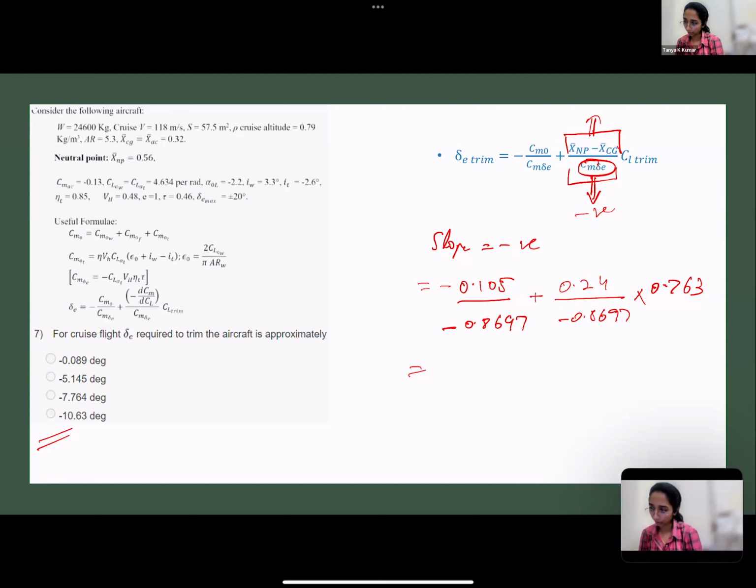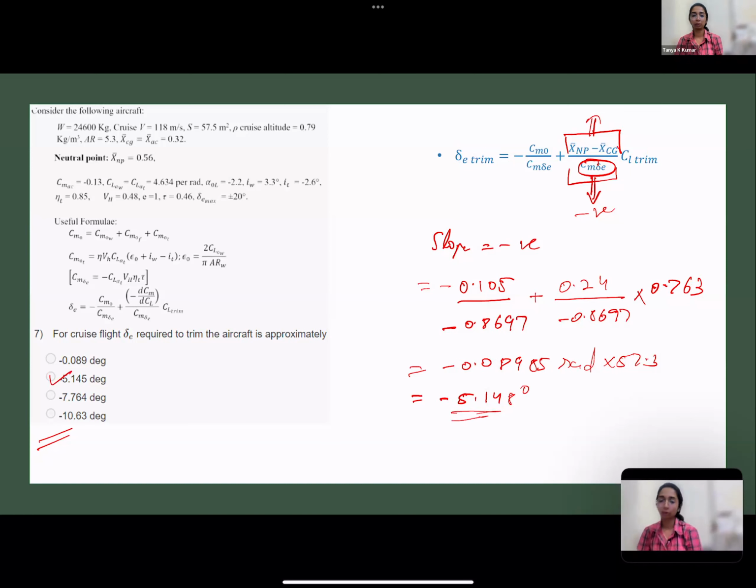Let's just calculate it. I'm getting minus 0.08985. That is in radians. To convert it to degrees, multiply it by 57.3. I think minus 5.148. Yes, B. That is the right option.